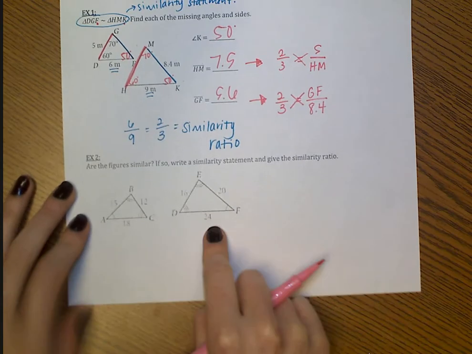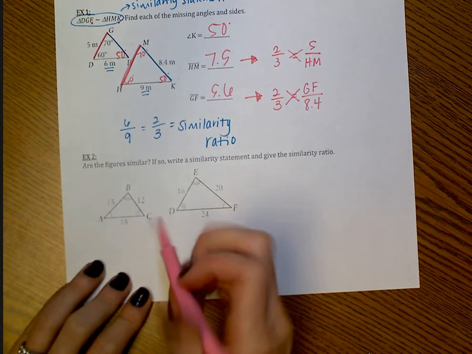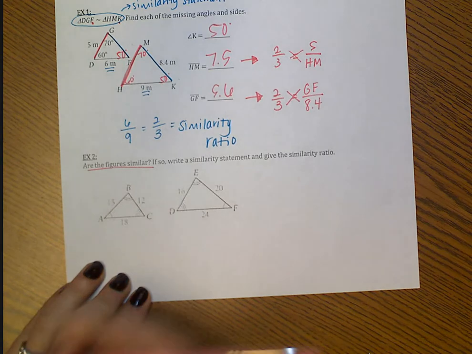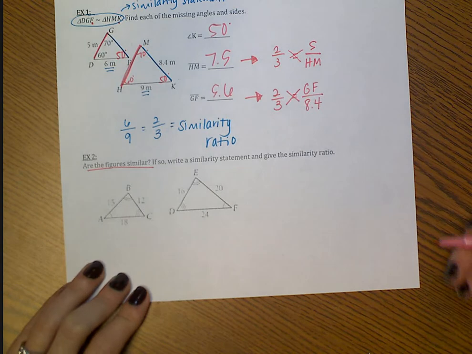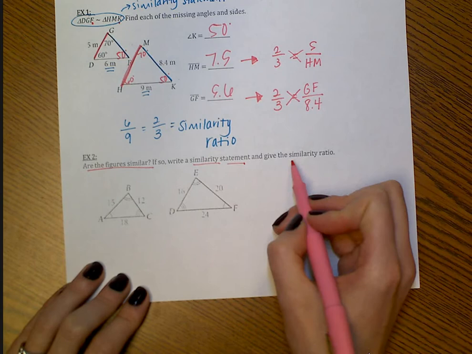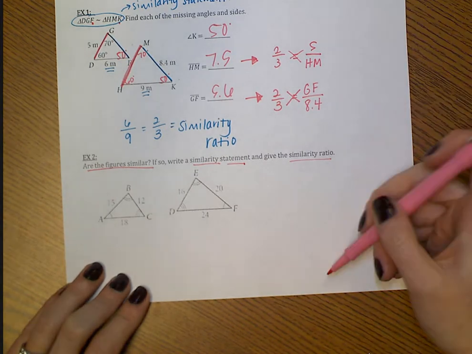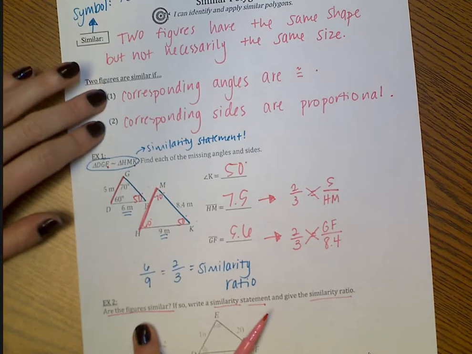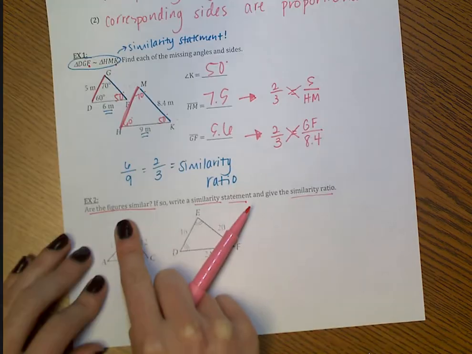That's kind of the same thing we're going to be using to answer the question in example 2. Example 2 says, are the figures similar? So I don't know that they're similar like they told me on example 1. I have to determine that. So if they are, they say write a similarity statement and give the similarity ratio. So it's kind of example 1 in reverse. Now, if two figures are similar, these two properties have to hold true. So always check the angles first, because that's way easier to tell.